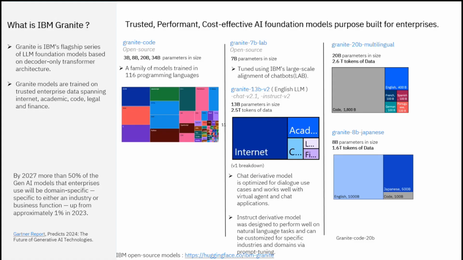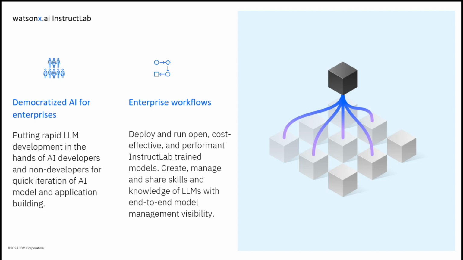I've been mentioning foundation models. IBM actually offers their own trained foundation models called Granite, and they're trusted, performant, and cost-effective. These foundation models, again, have been trained on trusted enterprise data, targeting those different business domains. And as you see by the parameter sizes, they are much smaller than other models out there, resulting in being much cheaper to run.